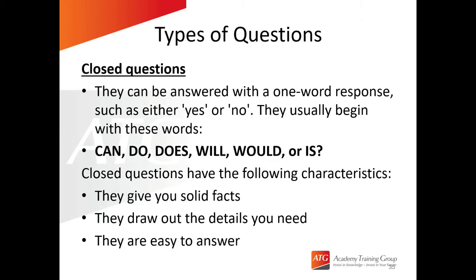Here are the types of questions. Closed questions. They can be answered with one-word responses such as either yes or no, and usually they begin with words like can, do, does, will, would, or is. Closed questions have the following characteristics. They give solid facts. They draw out the details that you need, and they actually are easy to answer.